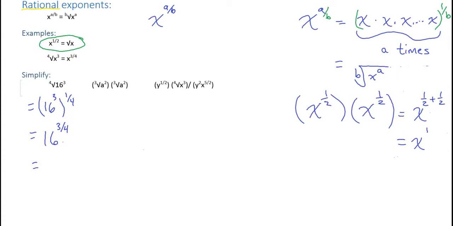Now what can we do with it? Well, we could do 16 to the power of 3. That's going to be a very big number. I don't really want to do that. Sometimes it's better to make it smaller first. So this to the power of 1/4, it'd be nice to deal with that first.